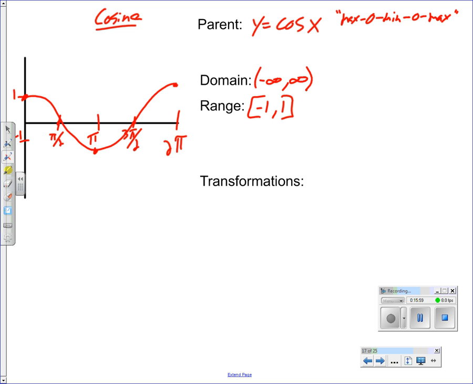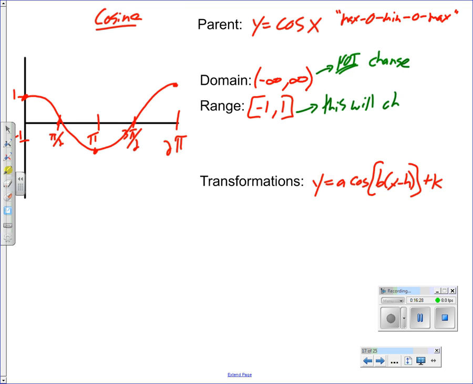The transformation is the same form for sine and cosine. For cosine, we have to factor out that frequency so we can see what the phase shift is. And then our vertical shift, our midline, is out at the end. Again, transformations are not going to change the domain on cosine, but they will change the range. If we change amplitude or midline, that's going to move where our maximum and minimum values occur.